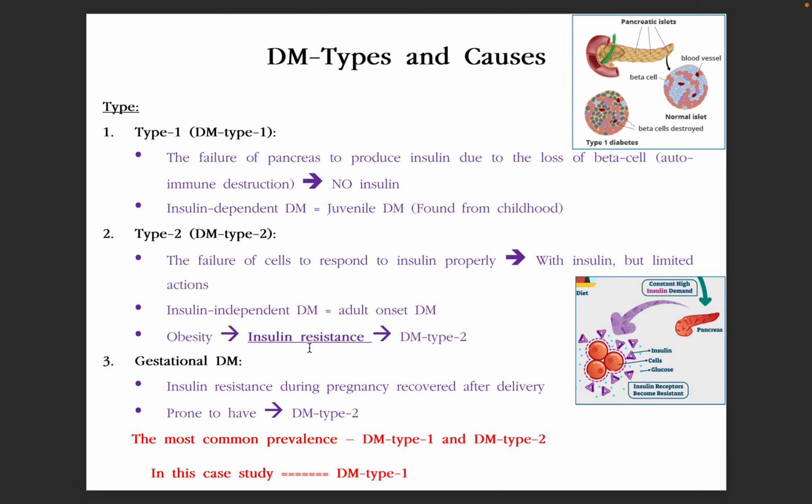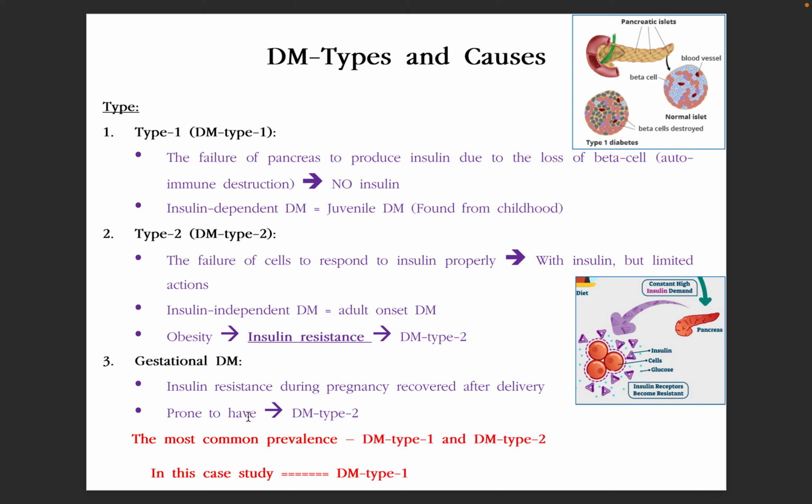DM type 2 is always preceded by insulin resistance, where a slightly higher blood glucose level is maintained in the fasting blood. Obesity is a common factor of insulin resistance. The last one is gestational DM, which is a conditional DM emerging during pregnancy. It is similar to DM type 2, as the sensitivity of the insulin receptor is low during pregnancy. The hyperglycemia normally returns to normal after child delivery.